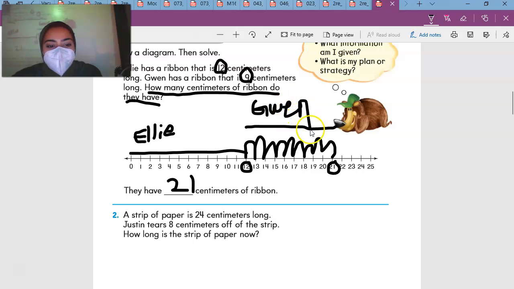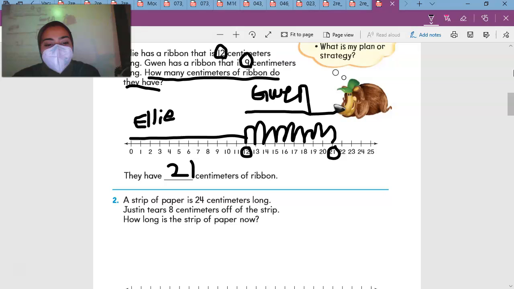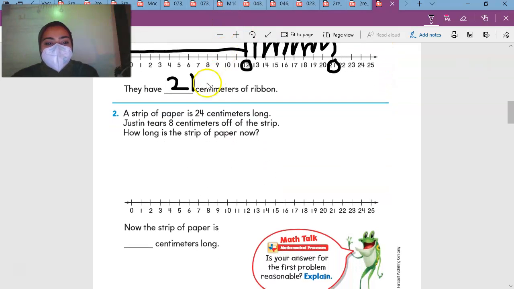Okay, let's move on. Number 2. A strip of paper is 24 centimeters long. Let's circle. Justin tears 8 centimeters off of the strip. When you tear something off, are you adding or subtracting? Subtracting. When you take something off is a key word. Box it. You are subtracting. How long is the strip of paper now?